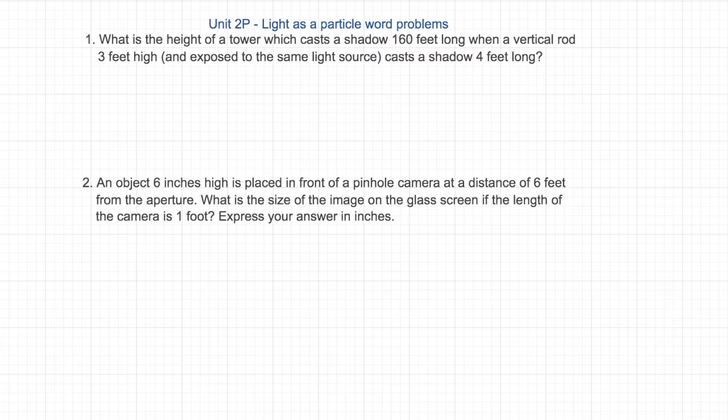So, question 1: what is the height of a tower which casts a shadow 160 feet long when a vertical rod 3 feet high, exposed to the same light source, casts a shadow 4 feet long? You should pause the video and try to solve this yourself before you see how I do it.